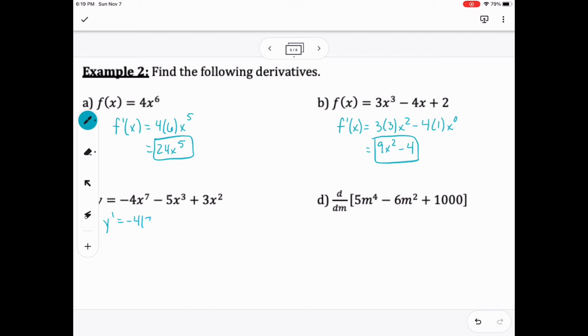So that's why there's no variable there. Letter C, doing the same thing, I'll move the 7 down to multiply to the negative 4. I'll move the 3 down to multiply to the negative 5. And I'll move the 2 down to multiply to the 3. So that gets me negative 28x to the 6th minus 15x squared plus 6x.